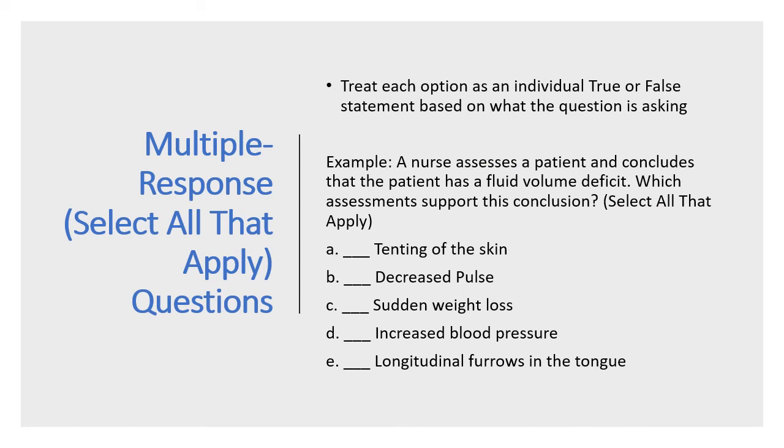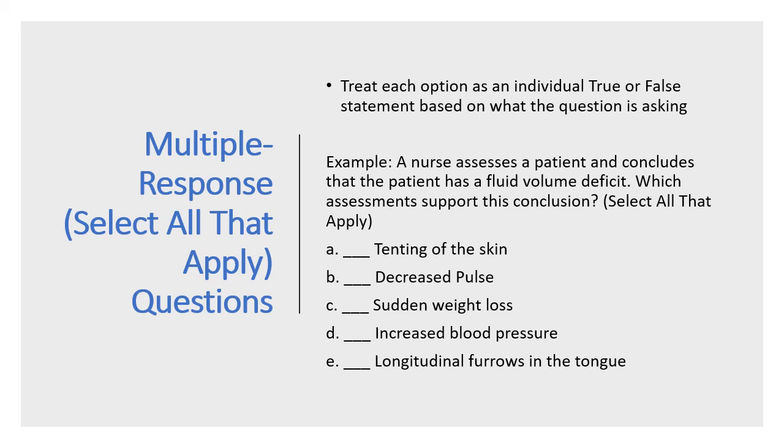Multiple response questions or select all that apply are often very difficult for students. One technique that you can employ to try and increase your ability on these types of questions is to treat each option or answer as an individual true or false statement based on what the question is asking. So I have an example of one here for you. A nurse assesses a patient and concludes that the patient has a fluid volume deficit. Which assessments support this conclusion?